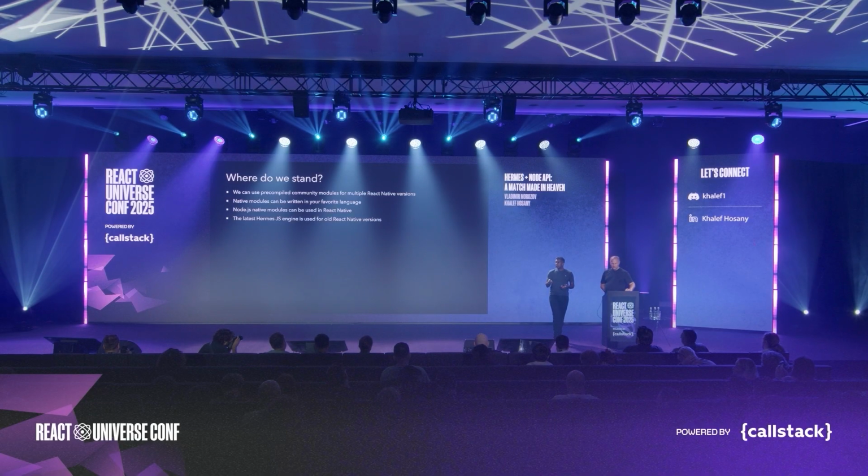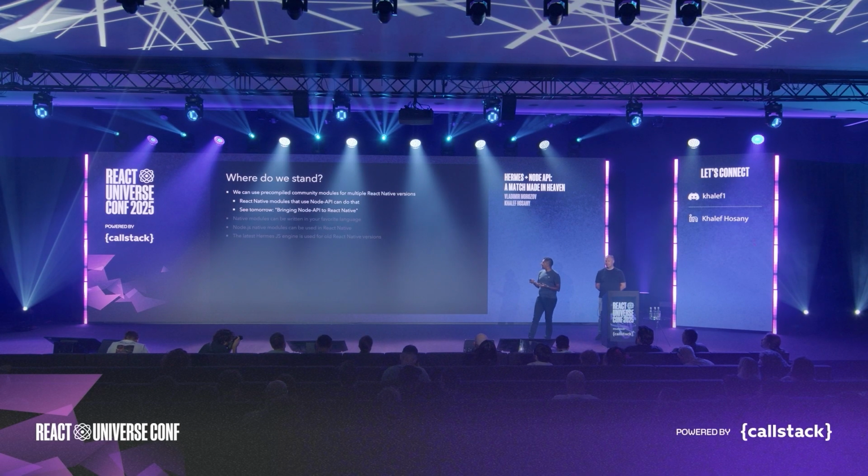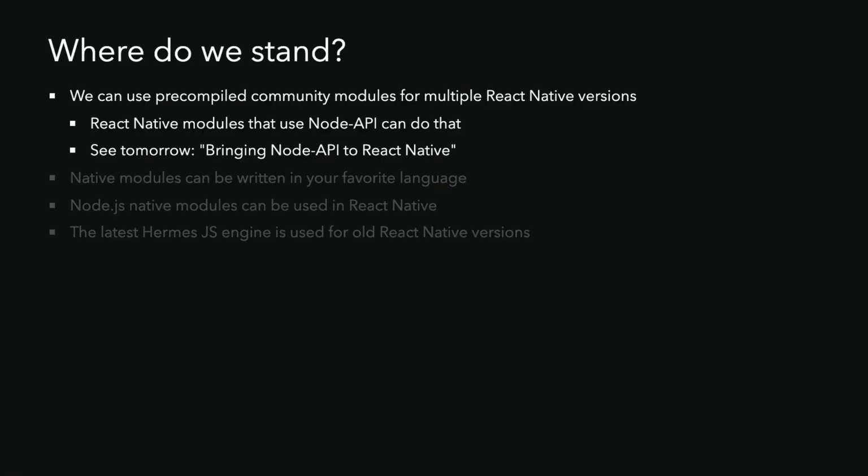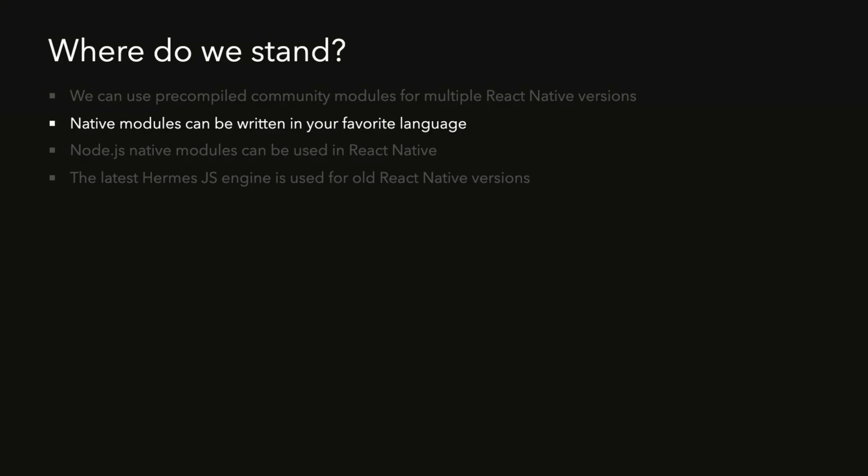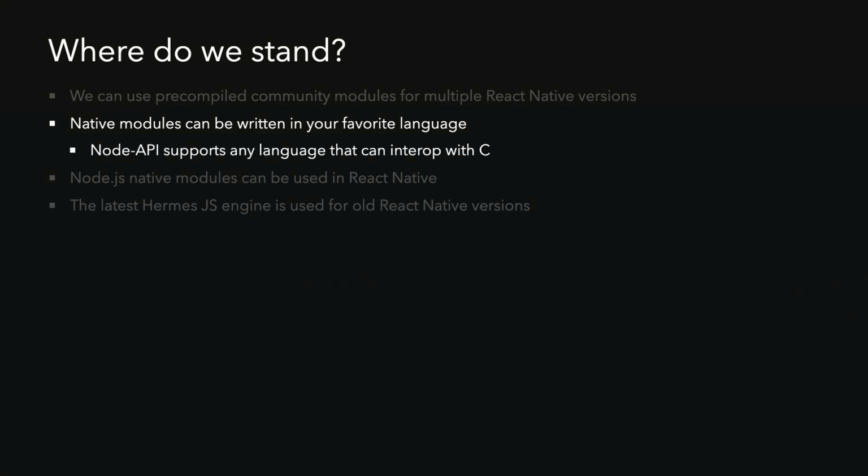When we were talking about this earlier, we said we can imagine a world where a few things are possible. So where are we actually with this? First, can we use precompiled modules against different versions of React Native? Yes, that's supported through Node API. Again, take a look at Crane's talk tomorrow, because he will go into more details about those universal modules. And can you write in your favorite language? If you're using Node API, yes, because it supports any language that can bind to C.